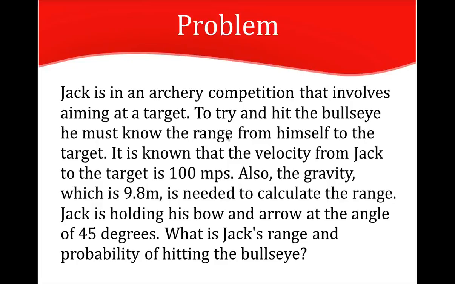Jack is holding his bow and arrow at the angle of 45 degrees. What is Jack's range and probability of hitting the bullseye?